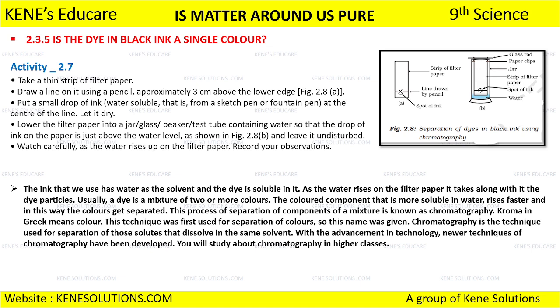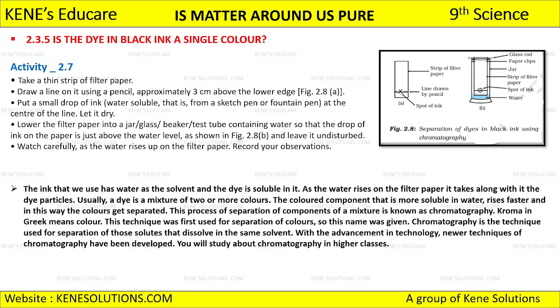Exactly where you have drawn the line, you have to mark a spot of ink, and then lower the filter paper into a jar or a glass, or even a test tube or beaker, anything that should contain water, so that the drop of ink on the paper is above the water level. Now can you see the ink is above the water level, and you have just immersed the lower half of the paper into the water, and then you have to leave it undisturbed for some time.